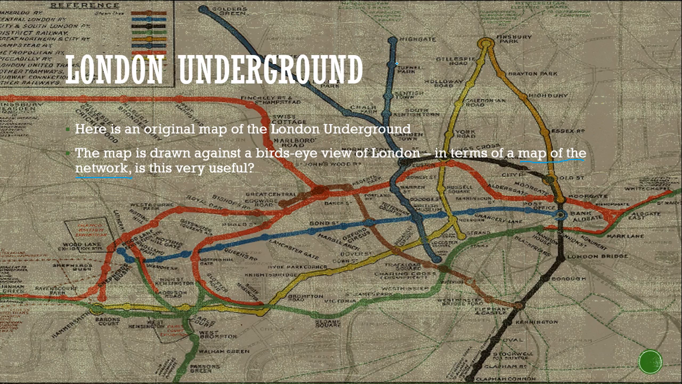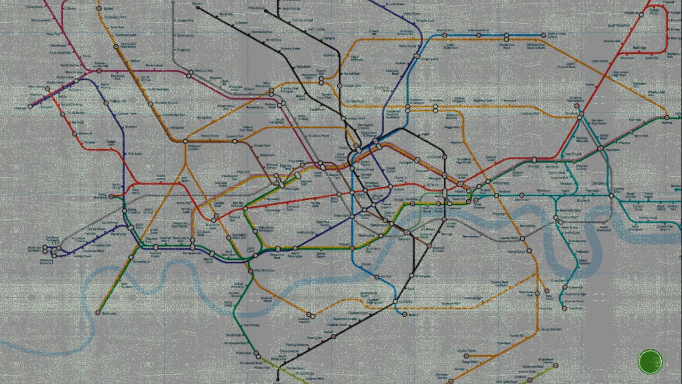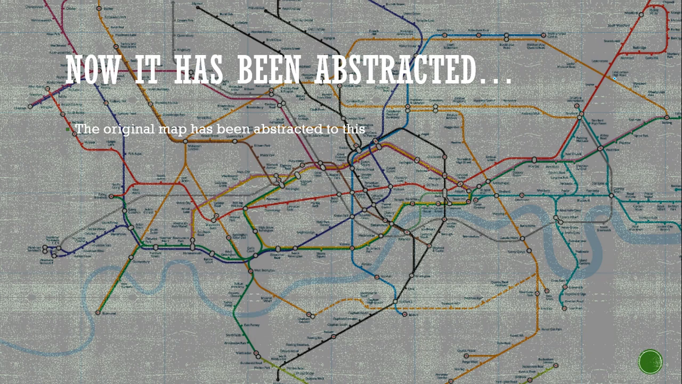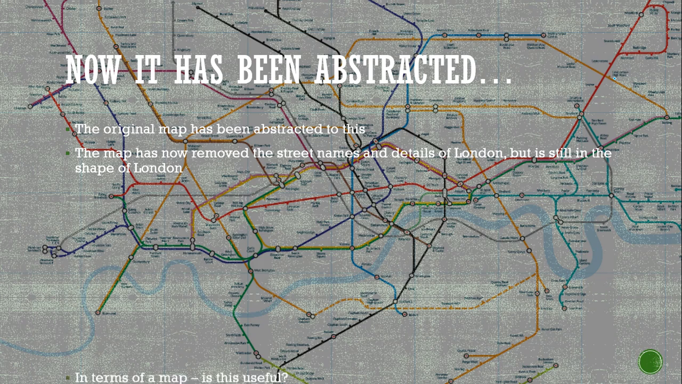As far as the London Underground is concerned, this map isn't very good because it's against a bird's eye view of London. It might not show up on the video, but as you can see, we've got road names here, and these are roads in London. So what we can do to this map is abstract it. The map has been abstracted to something that's in terms of the London Underground instead of London. It's removed the street names and details of London, but we've still got the shape of it.